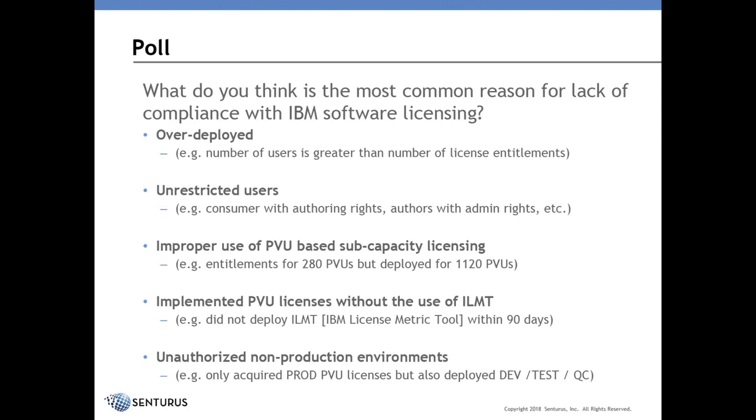In other words, did you fail to deploy the ILMT, the IBM License Metric Tool, within the required 90 days? And then the last option there is, do you have unauthorized non-production environments? In other words, did you only acquire production PVU licenses, but maybe also deployed those in dev, test, QA, UAT, et cetera, without having the proper entitlements? So whatever you think is the most common reason, please go ahead and respond to that.